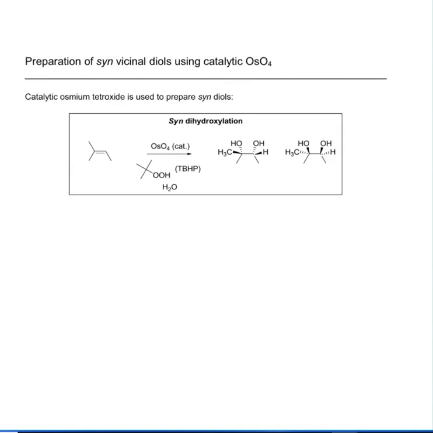method described in the previous section, but we can also make syn-vicinal diols. This would be called a syn dihydroxylation because we're adding two hydroxyl groups across the alkene, and they're adding or attaching to the same face of the alkene. To do so, we're going to use a combination of chemicals. This one here, OsO4, we're using in a catalytic amount, which we'll talk about in a minute. This is called osmium tetroxide.